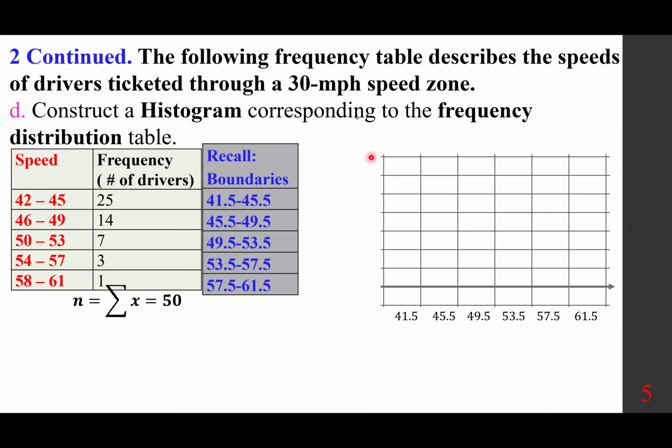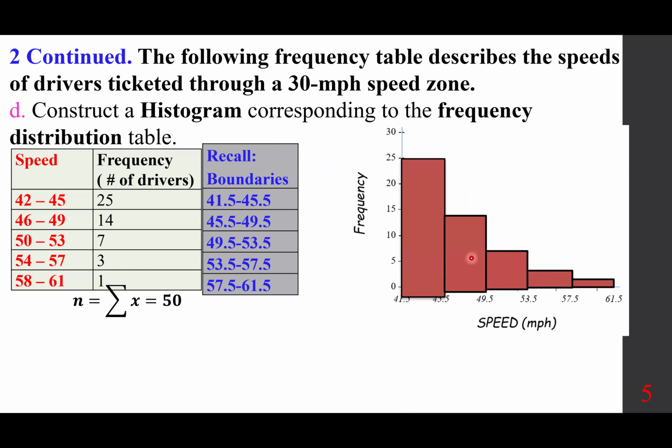And then the largest number is 25. We put from 0 to 30, some sort of a decent scale. So, for example, this one is from 41.5 to 45.5, 25. So this is about 25 here. And the next one is 14, about here. So the next group, and so on and so forth. This is how it looks.